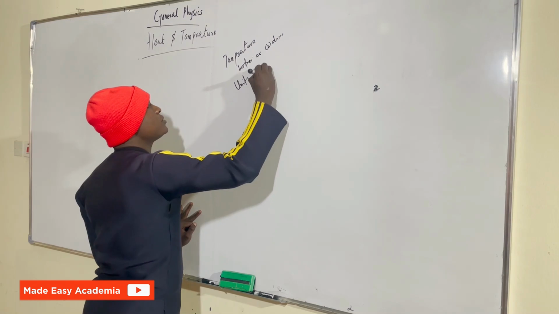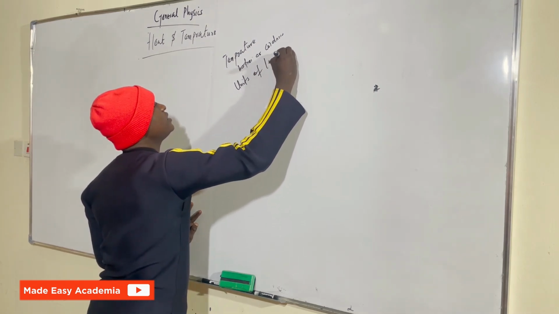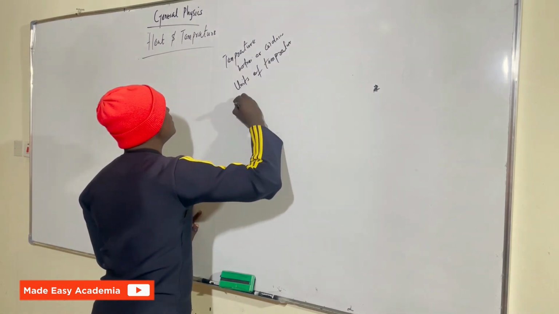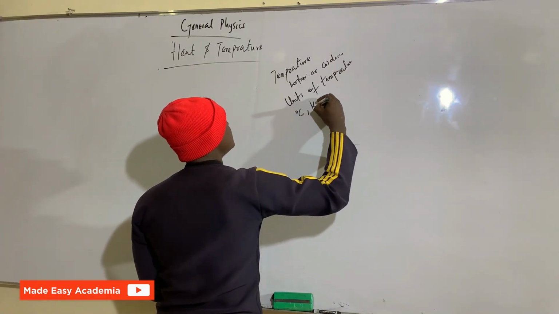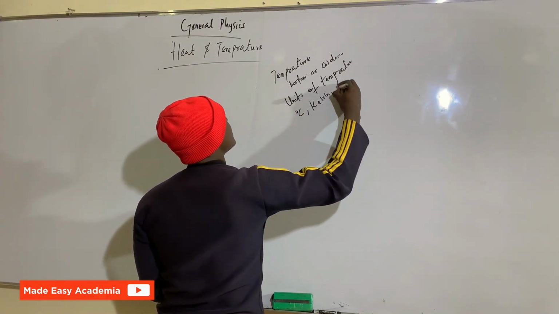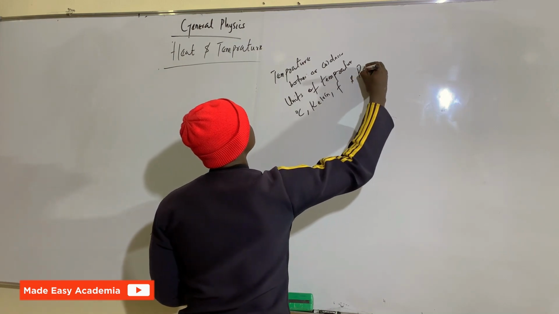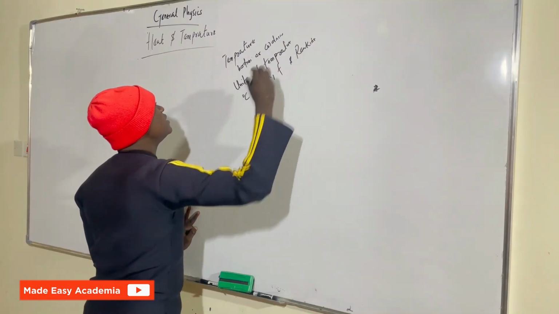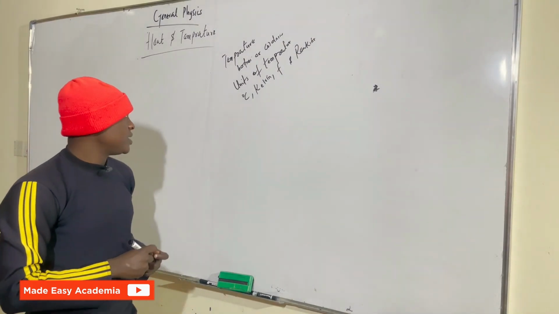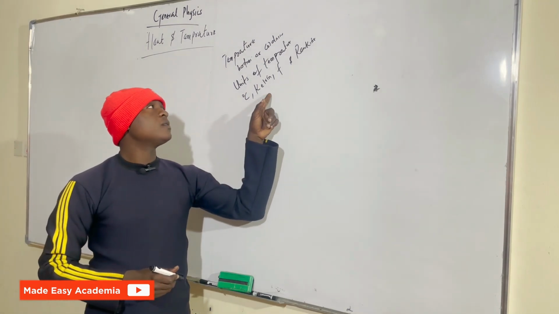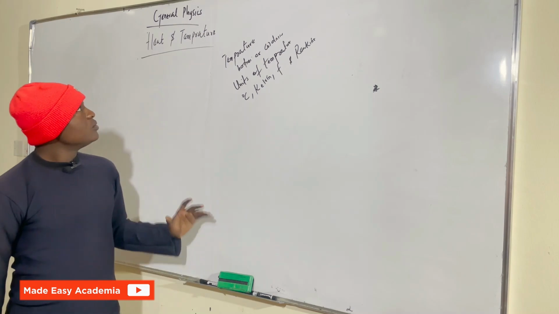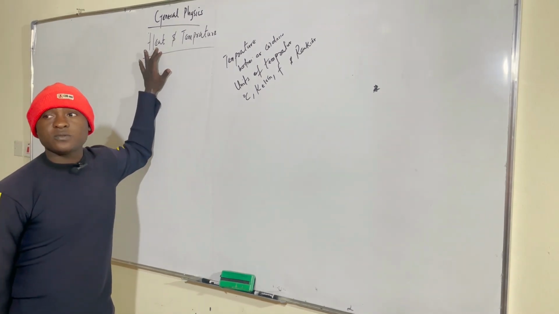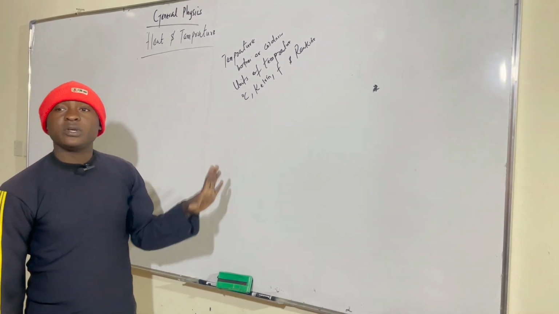Unit of temperature is measured in 3 units, the most important, or 4. We have degree Celsius, we have Kelvin, we have Fahrenheit, and we also have Rankine. Those are the units that we have for temperature. But the most important ones are degree Celsius, Kelvin, and Fahrenheit. You understand? So what determines this is heat. It's a form of energy. It determines the amount that we have in a particular temperature.